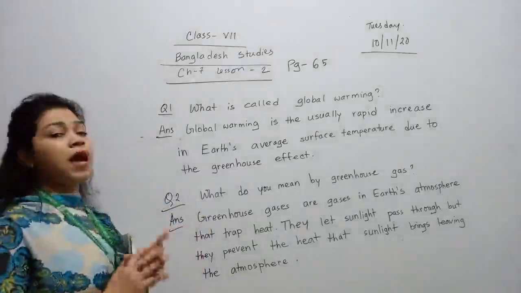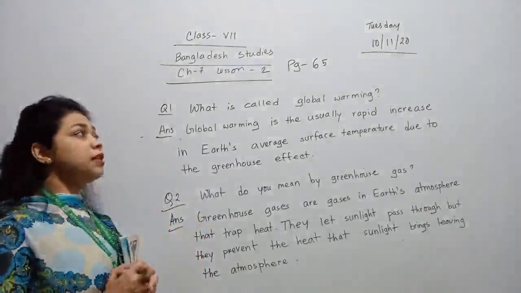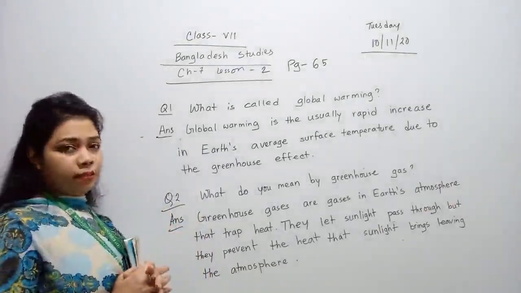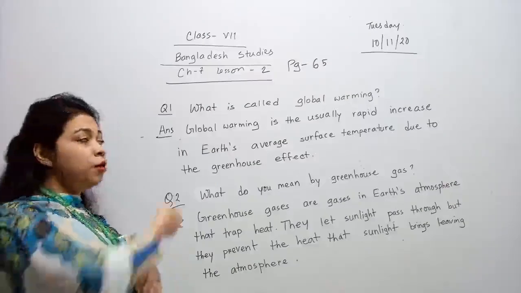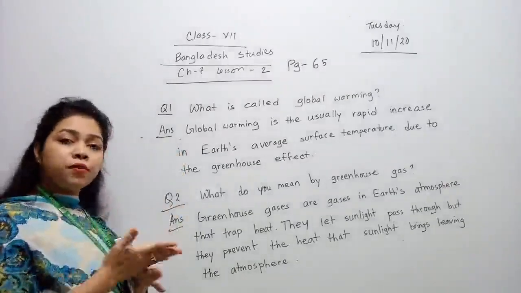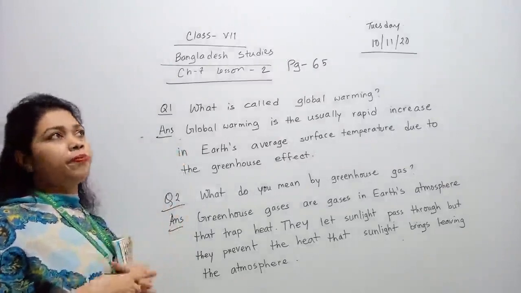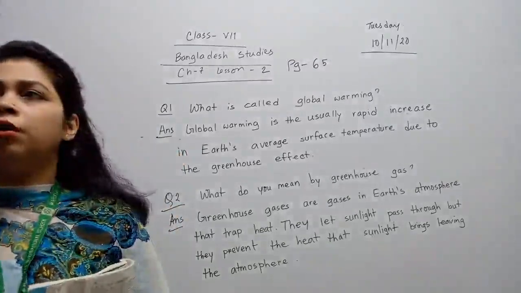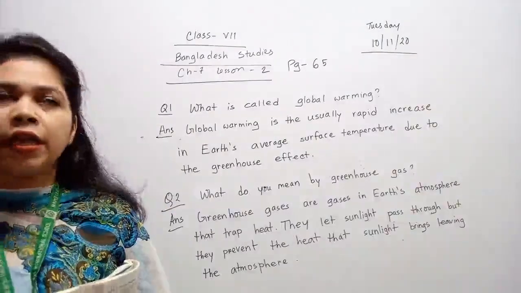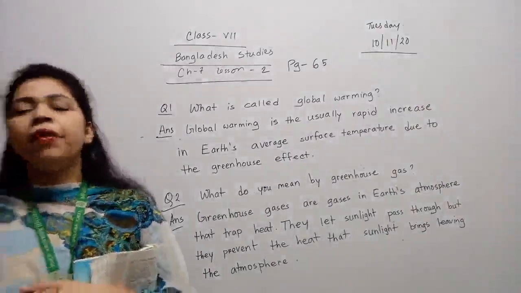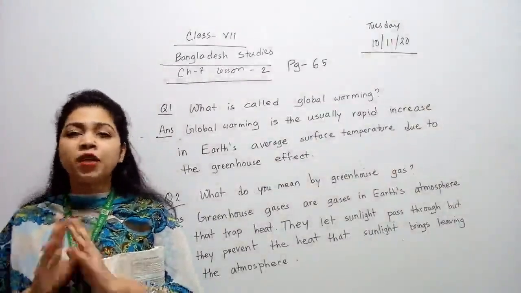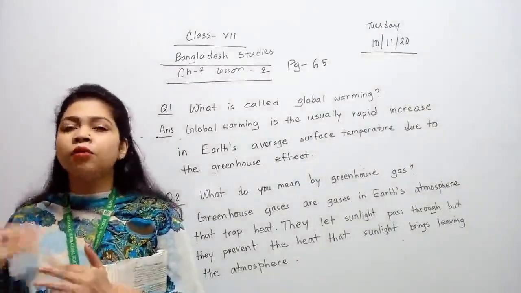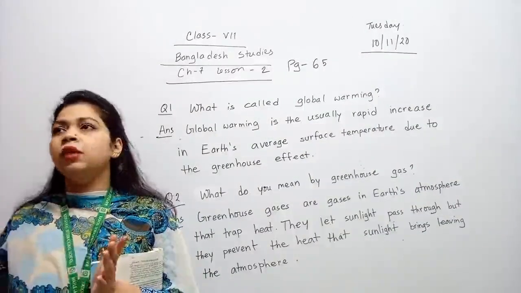I hope everyone has written these two questions: what is called global warming, and what do you mean by greenhouse gas? I want everyone to be clear with these two concepts, and also why global warming is increasing. Because of global warming, we are having more natural disasters. First, you have to know what global warming is and what is causing it. Then you will know its causes, its reasons, its damages.